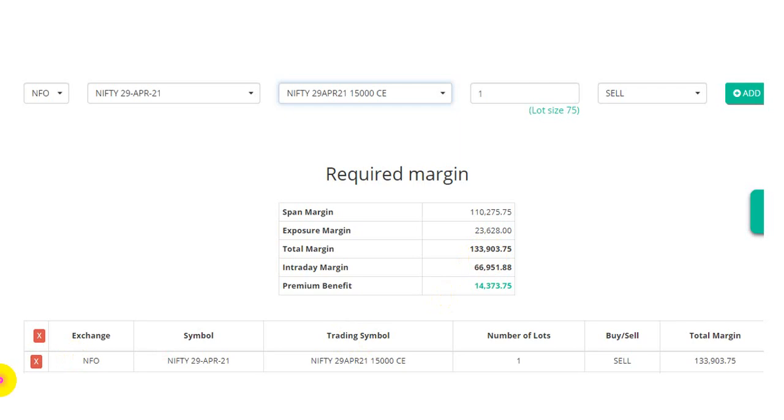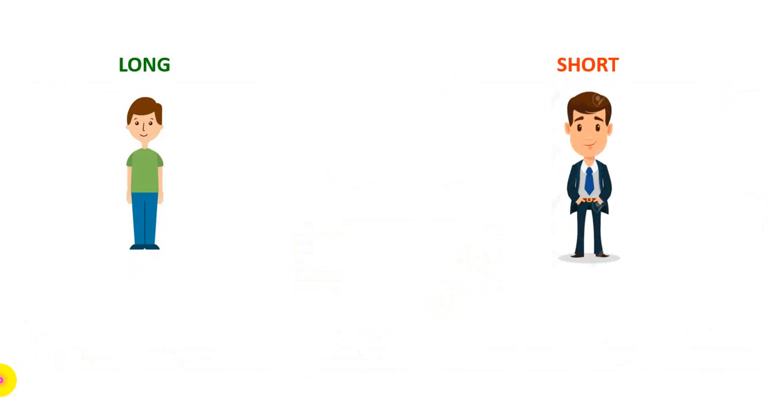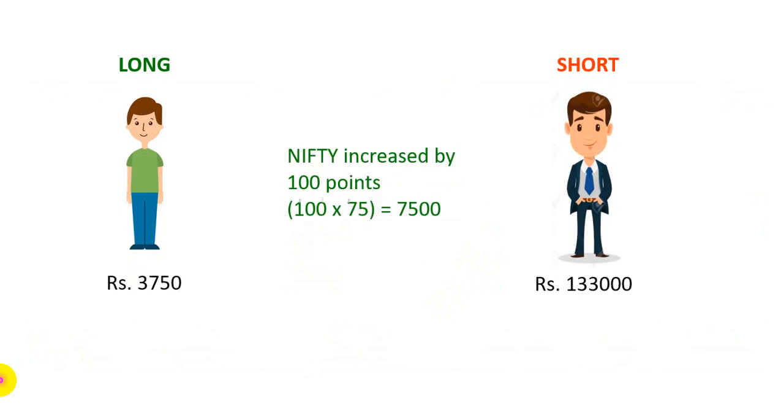How much is the other person paying? Just 3,750 rupees. Now whatever we are going to discuss is going to happen on the expiry day at 3:30 p.m. Okay, we are going to divide our discussion into 2 parts. One is what is happening at 3:30 p.m. on the expiry day. The other part will be what happens before, the moment you execute the trade.